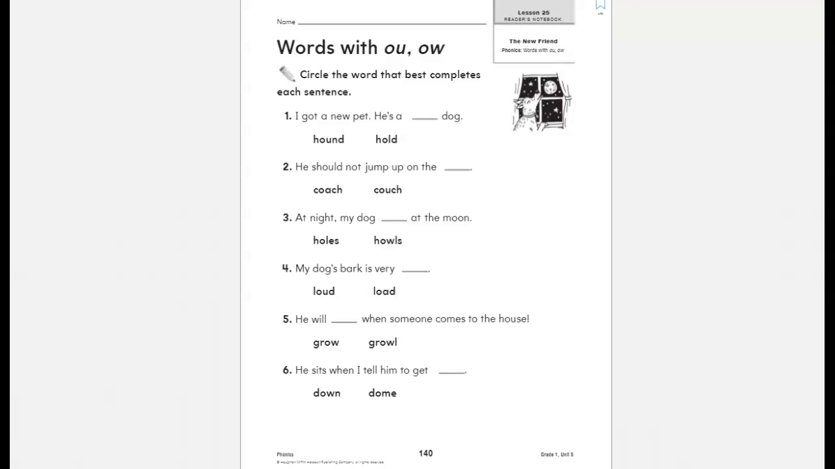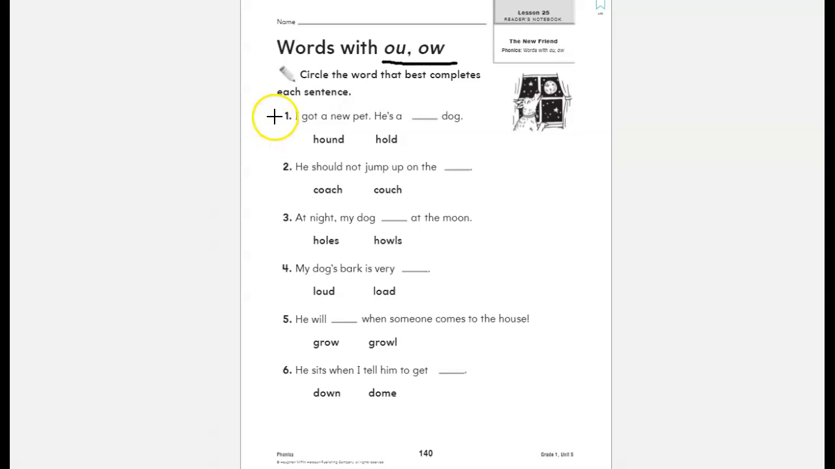For our next activity, we are going to complete the activity on page 140 in our Readers Volume 2 workbook. This week we are talking all about words with the OW sound. The OW sound can be shown as OU and OW, as we've seen on our OWL card. Our directions tell us to circle the word that best completes each sentence.